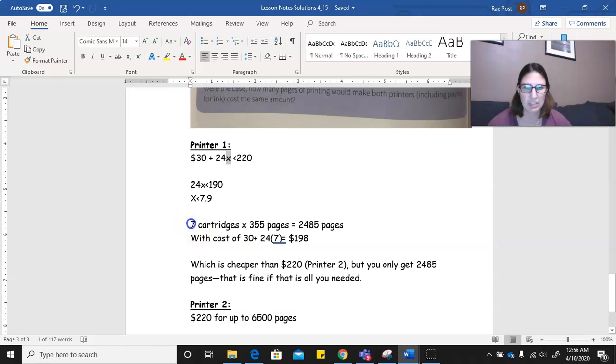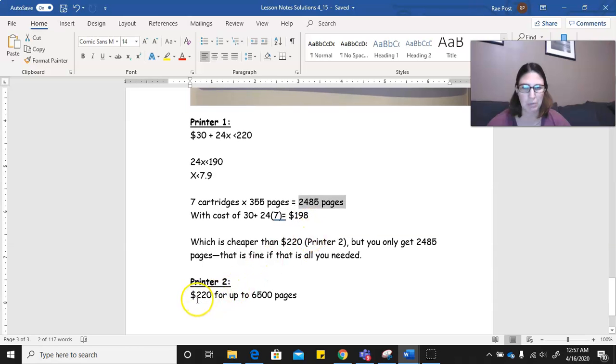You can try it. 7 cartridges times 355 pages would give you 2,485 pages. The price of that would be the $30 for the printer, and then the $24 for the ink times 7 of them, for a total of $198. So why would you want to spend $198 to print 2,485 pages when you could buy printer 2, which is just $22 more, and get a bunch more pages? I don't know why you'd want to do it.